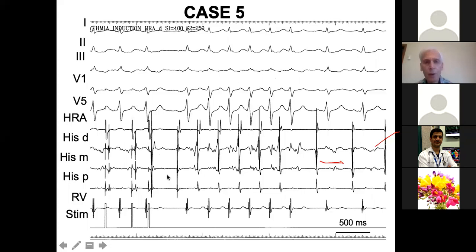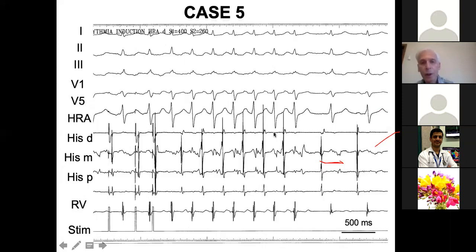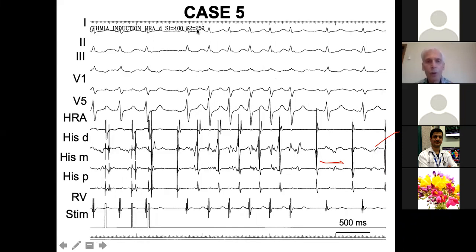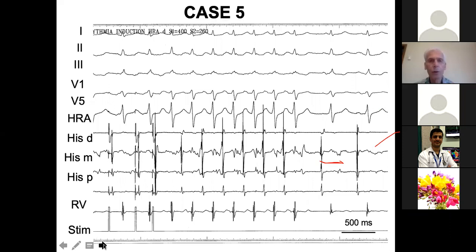Okay, good. So this is the coupling interval of 250, and we get this induction of a non-sustained SVT, and then a second induction with a coupling interval of 260 milliseconds. This is the shorter coupling interval. This is the slightly longer coupling interval.